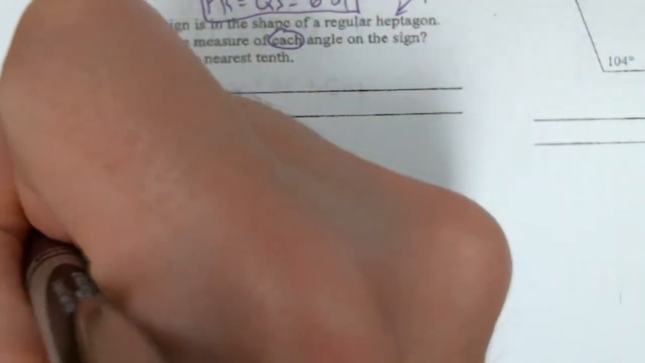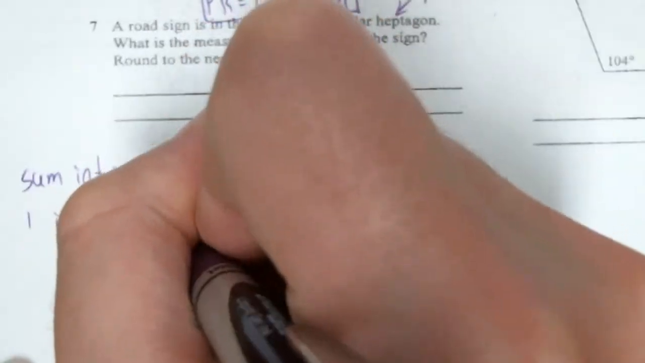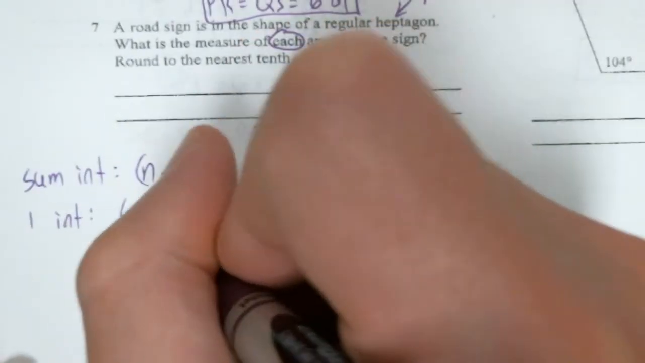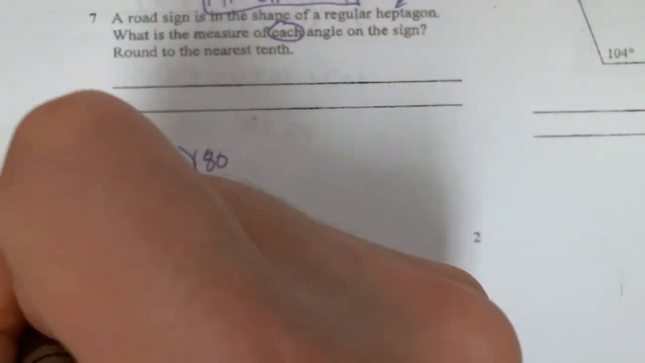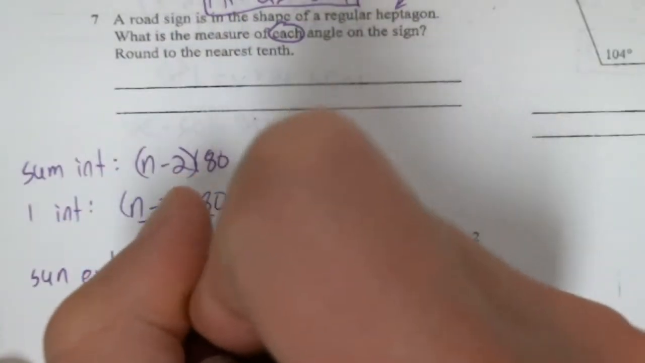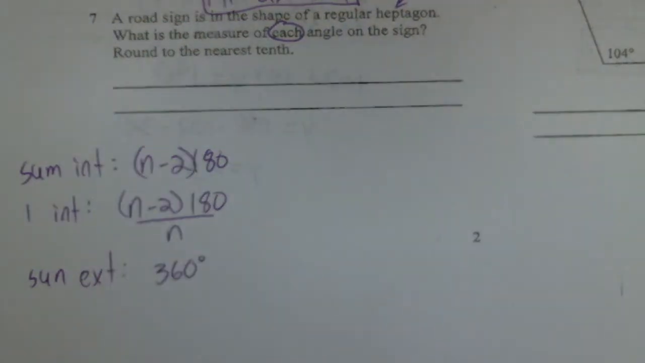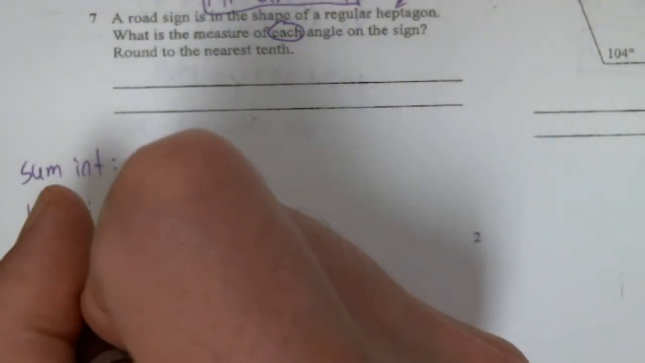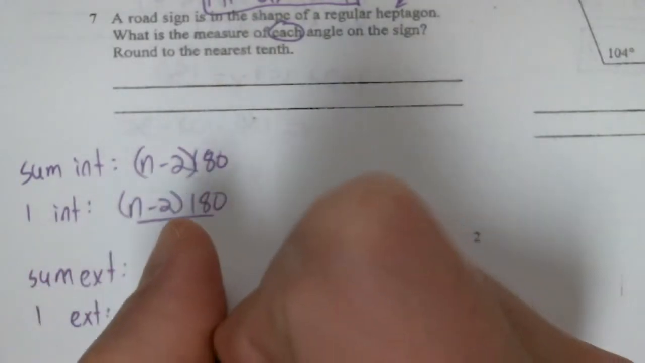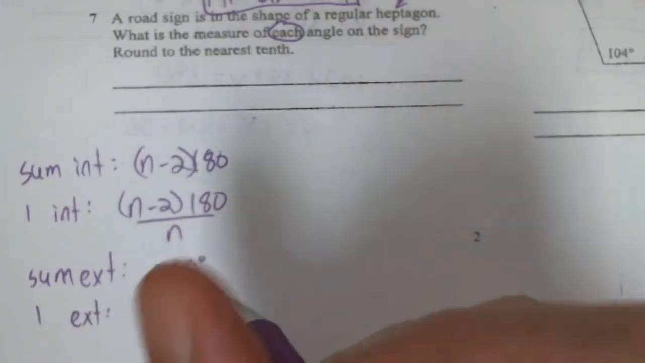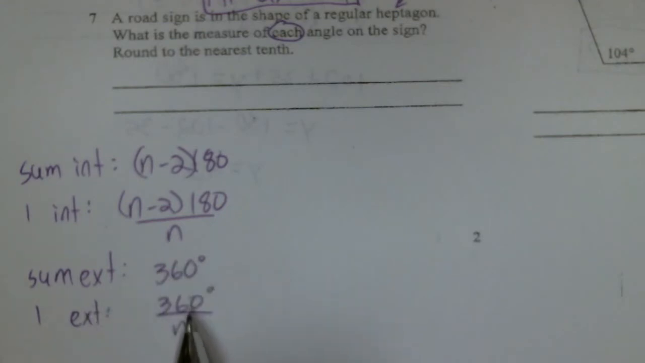The sum of the interior angles is n minus 2 times 180. If I want one interior angle, it's the same formula, n minus 2 times 180, but I divide it by the number of sides. The sum of the exterior angles is always 360, no matter how many sides, whether it has 10 sides or a million sides. If I want one exterior angle, I just take the sum formula and divide by n. One interior is just the sum of the interior divided by n. One exterior is just the sum of the exterior divided by n.